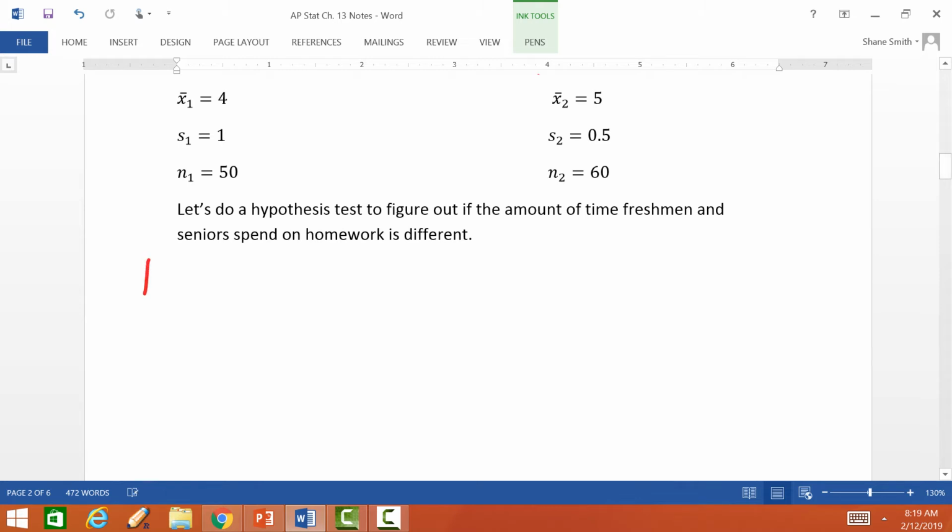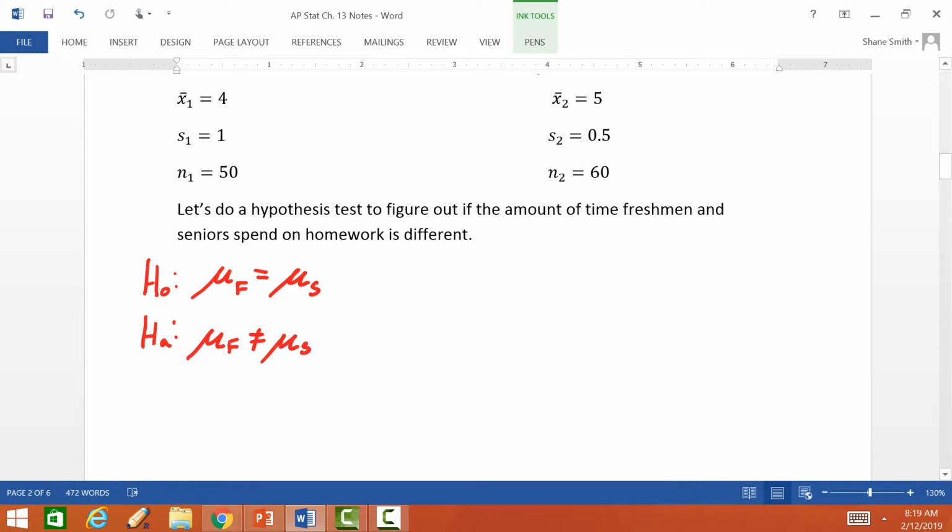Because it's a hypothesis test for the difference between population means, our null and our alternative hypothesis aren't going to involve proportions anymore, they're going to involve means. So we have mu sub F for the mean amount of time homework spent on all freshmen, and mu sub S, which is the population mean amount of time for seniors. And we just want to see if a difference exists, so we just want to see if the means are not equal to each other.